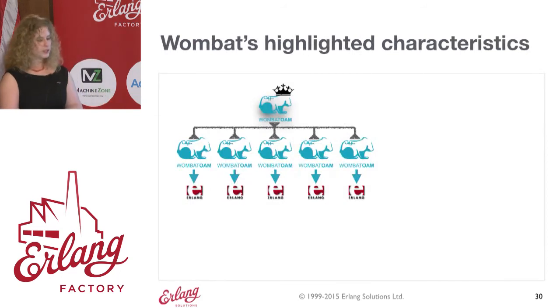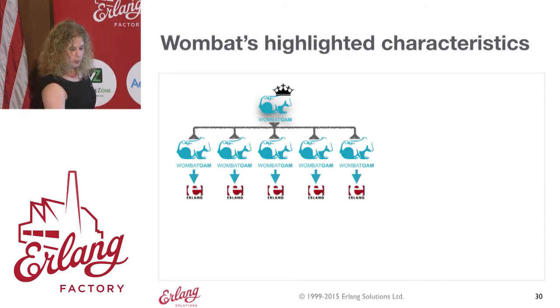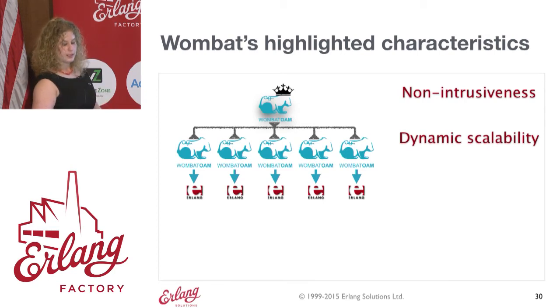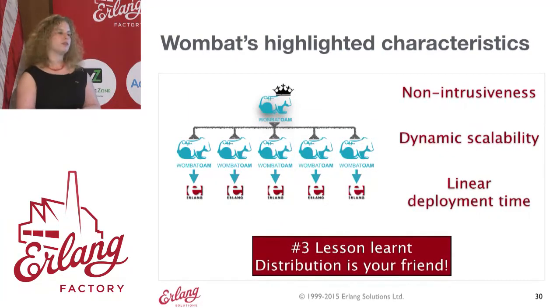Cool. So, in conclusion, the evaluation process established the following characteristics of Wombat. The effect of the monitoring on the managed nodes is very, very minimal. So Wombat is non-intrusive. Wombat has the ability to dynamically scale out in size, and it has the ability to deploy thousands of Erlang nodes with linear deployment time. So, to conclude the conclusion, I can say that distribution is your friend.